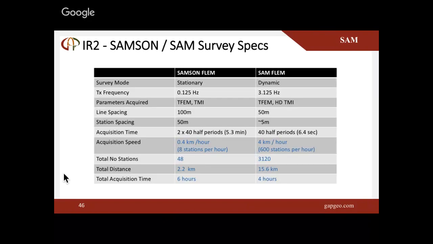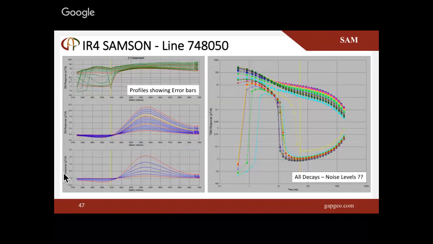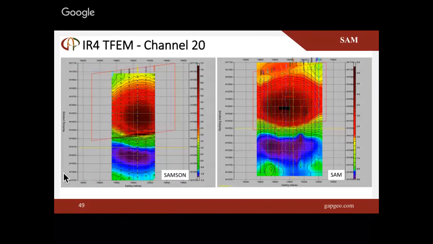Same thing when we go to IR4 as well. So this is Samson mode. It would have taken a couple of days to do that work. This was done in one day, 25 kilometres of surveying in one day in SAM mode, EM mode. But obviously you're not going to miss that response either. And that's from a conductor which is nearly 400 metres down.